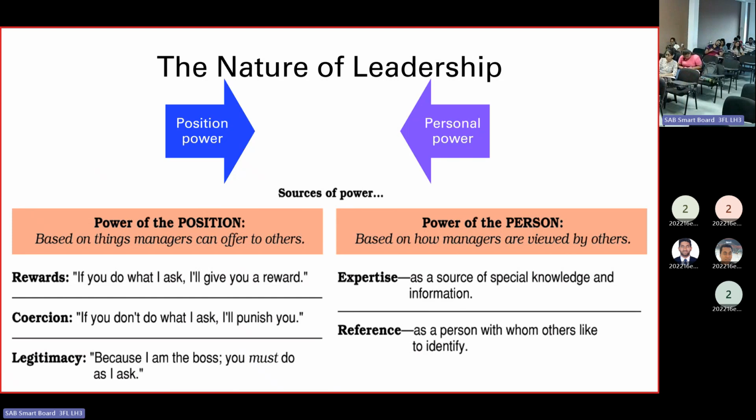Power of the position is based on things the manager can offer to others. If you do what I ask, I will give you a reward. For example, if you do a lecture for 3 hours, we'll pay you per hour. That's the reward. Do you get what I'm trying to communicate? If you do what I ask, I will give you a reward.